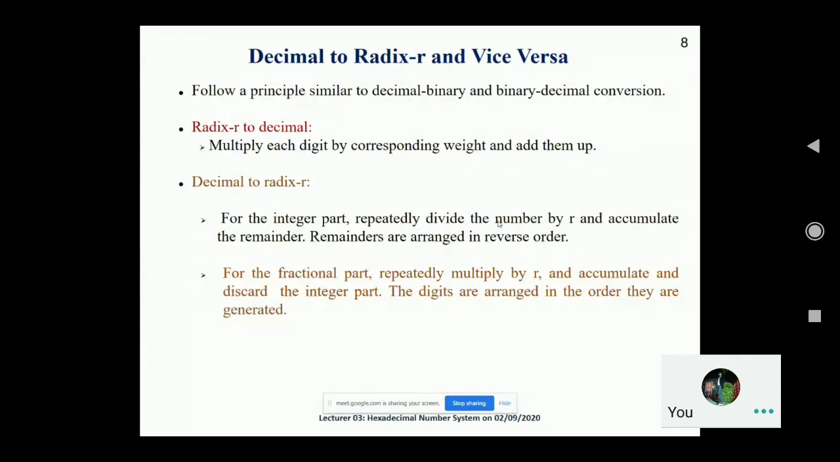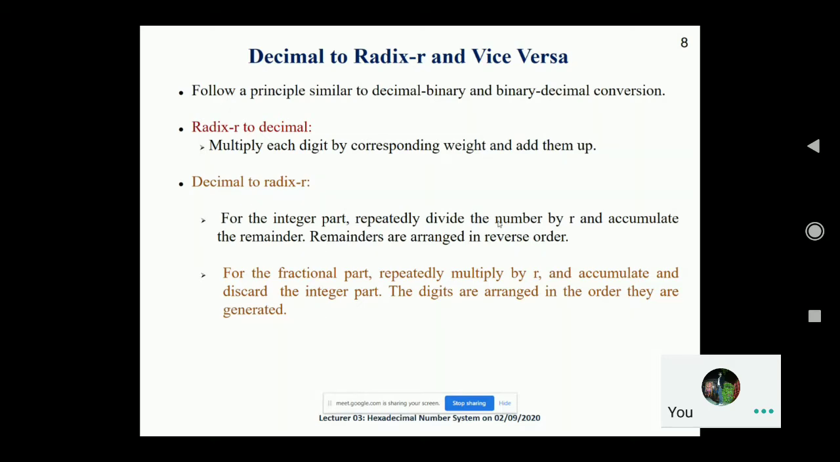The radix r may be octal, binary or hexadecimal. We have to follow a principle similar to decimal to binary and binary to decimal conversion. When we are converting octal to decimal, suppose we assume radix r is octal. Instead of radix r to decimal, we are saying octal to decimal. That time, multiply each digit by its corresponding weight and add them up.